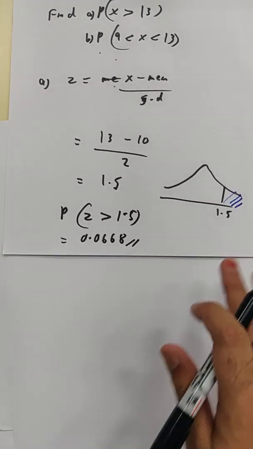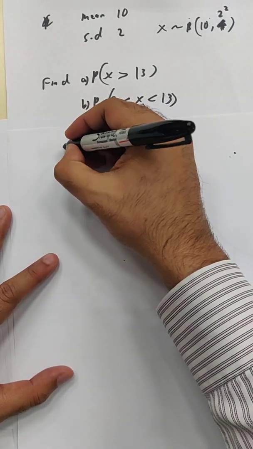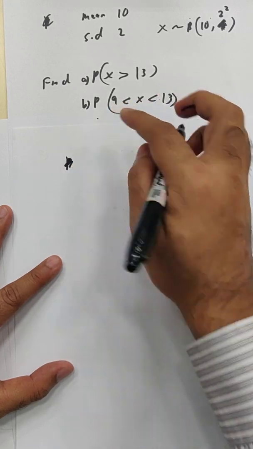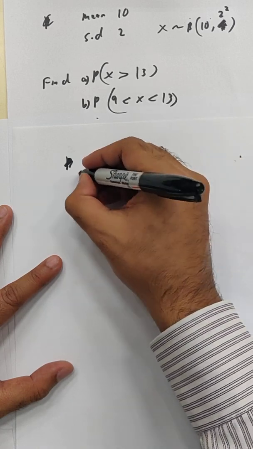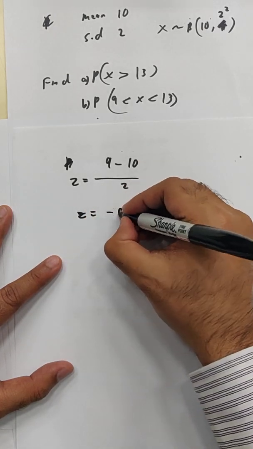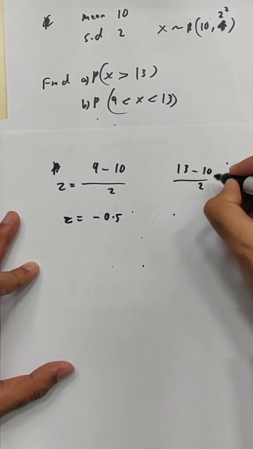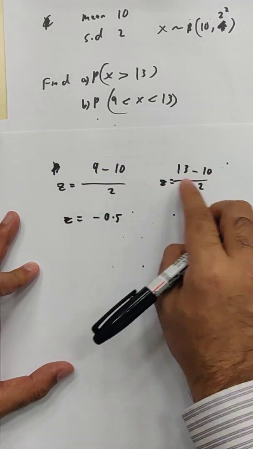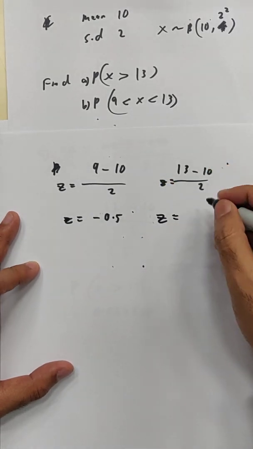And to close it off, what about this one here? Firstly, you need to change it up. So 9 minus 10 over 2, find the Z, negative 0.5, and the other one for 13, 13 minus 10 over 2. If you have difficulties, your Z looks like 2, put the dash in the middle, 3 over 2, 1.5.